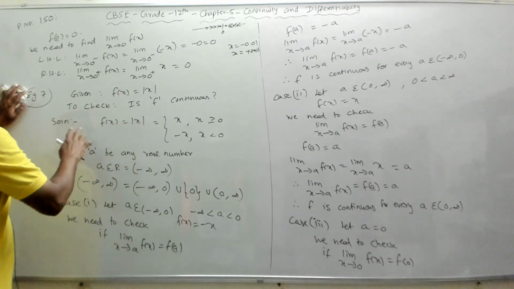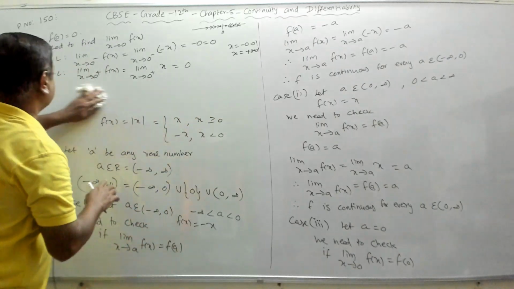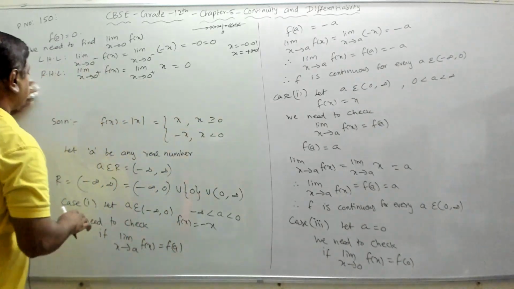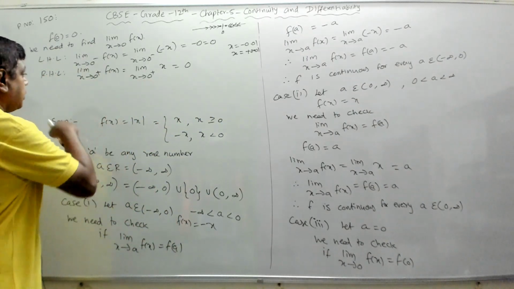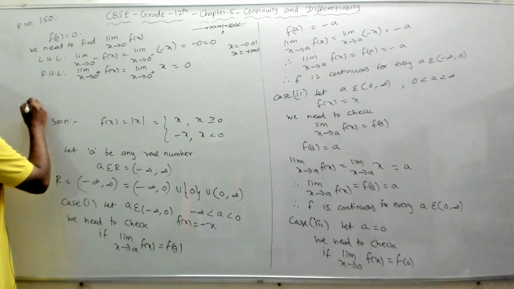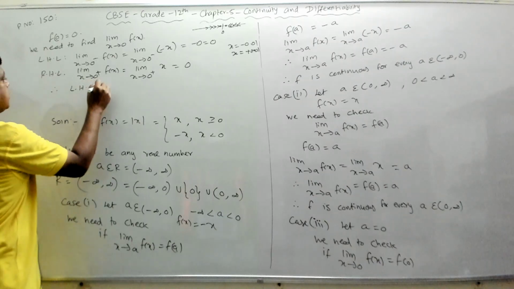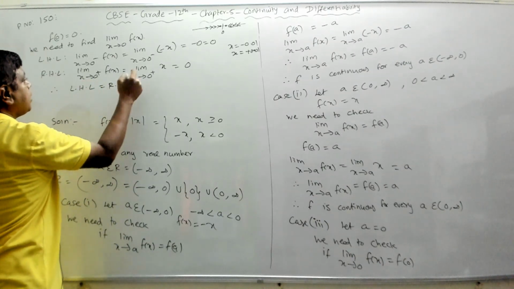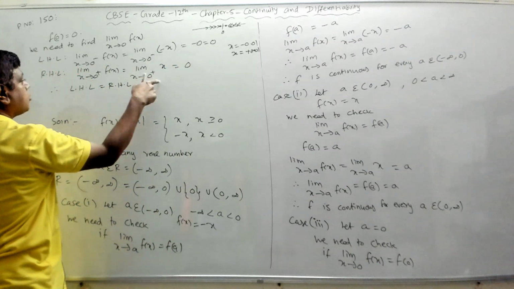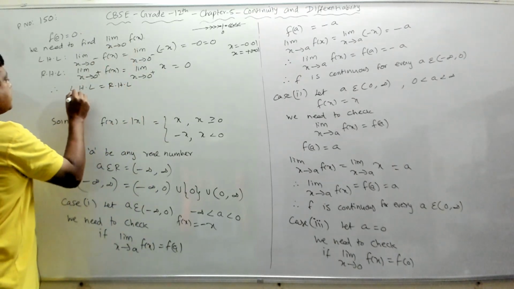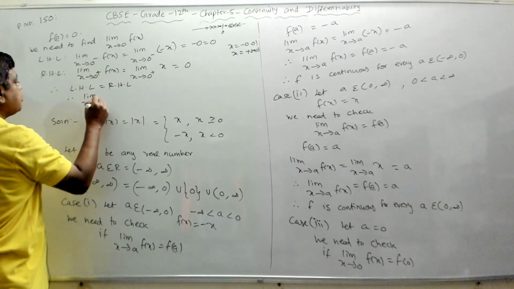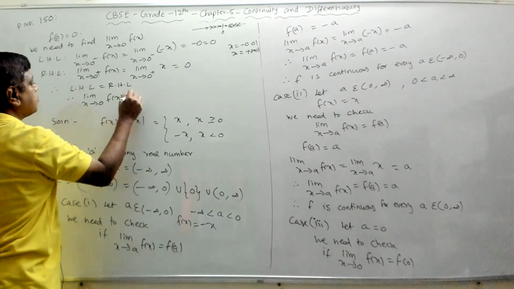I'm just erasing this part around. I couldn't fit it in the single board, but I just erased only the question. So therefore, LHL is equal to RHL. The left hand limit is also 0, right hand limit is also 0, therefore the limit is 0. Therefore limit x goes to 0, f of x is 0.